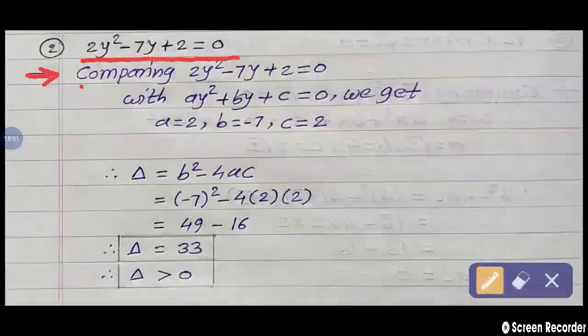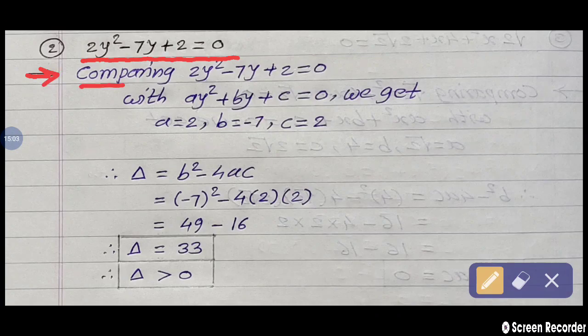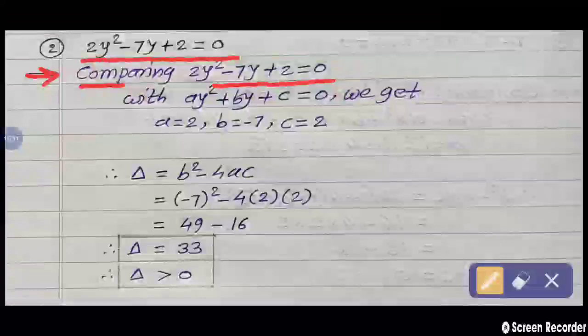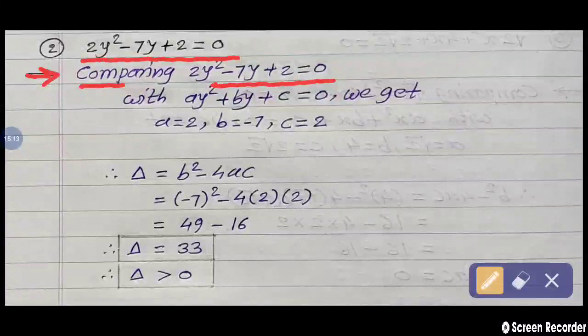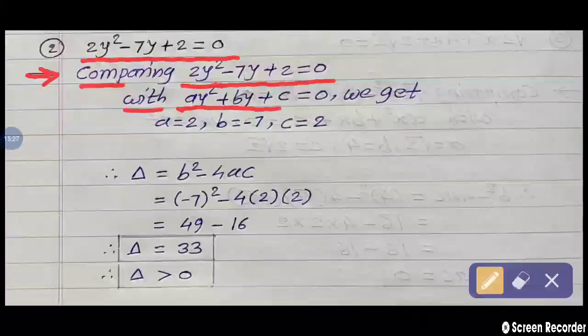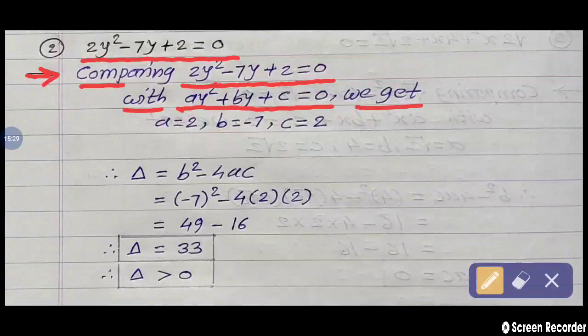Now comparing the given quadratic equation. What is the given quadratic equation that we write first? So comparing 2y square minus 7y plus 2 equal to 0 with, so this quadratic equation is in the y variable. So we write the standard form in terms of the y variable, that is ay square plus by plus c equal to 0, we get.